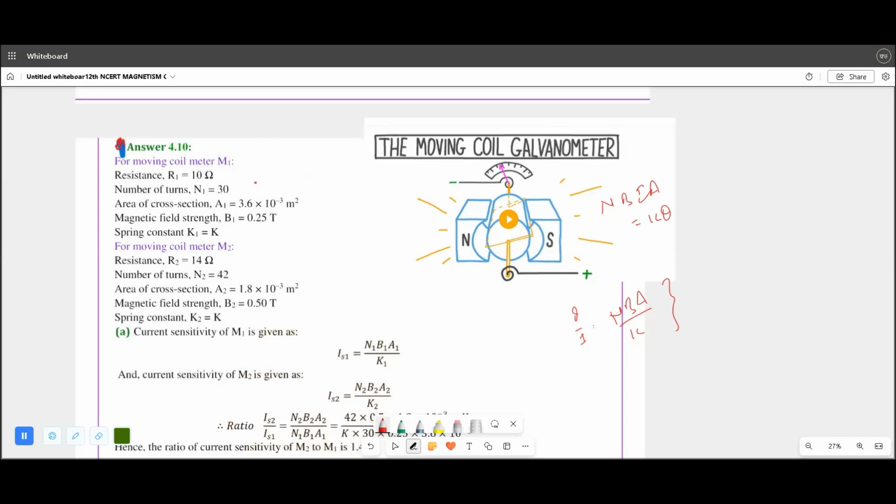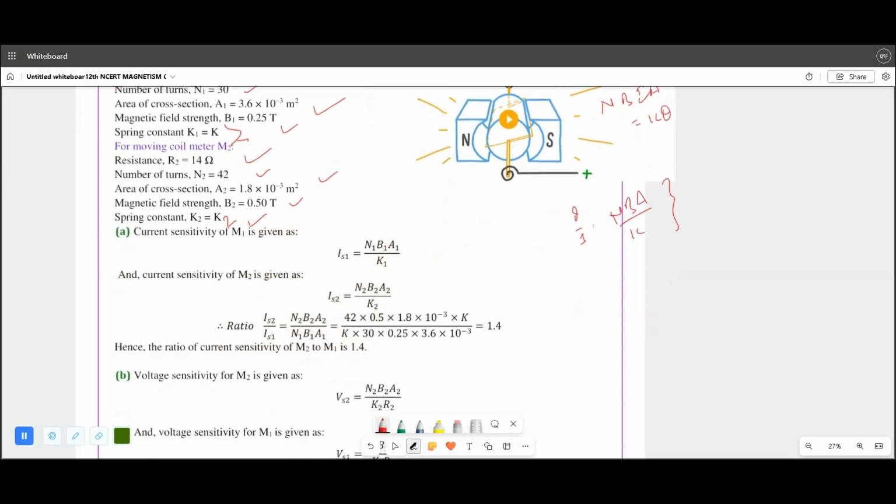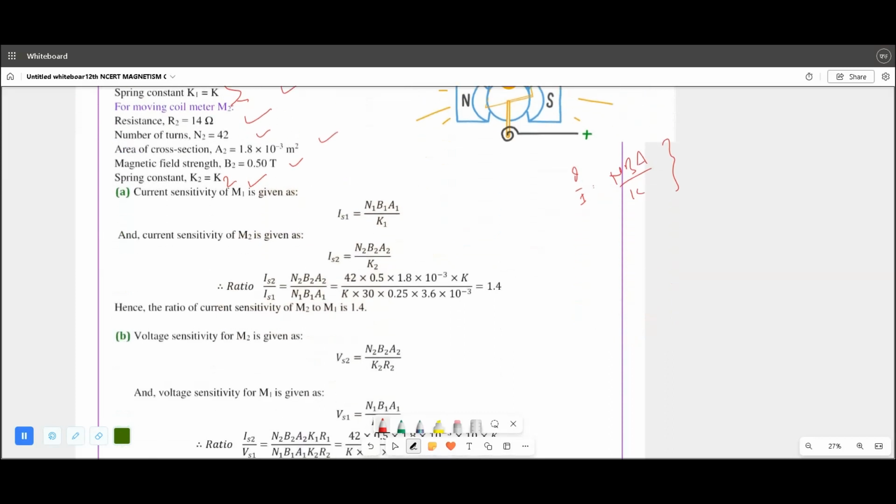Both the values are given. Resistance R1, number of turns N1, area of cross section A1, and magnetic field B1. Spring constant K1 is presumed to be K. And you have another moving coil meter. You have R2 given, N2 given, A2 given, B2 given, and K2 is equal to K. They have the same spring constant, right? So what will be the current sensitivity of M1?